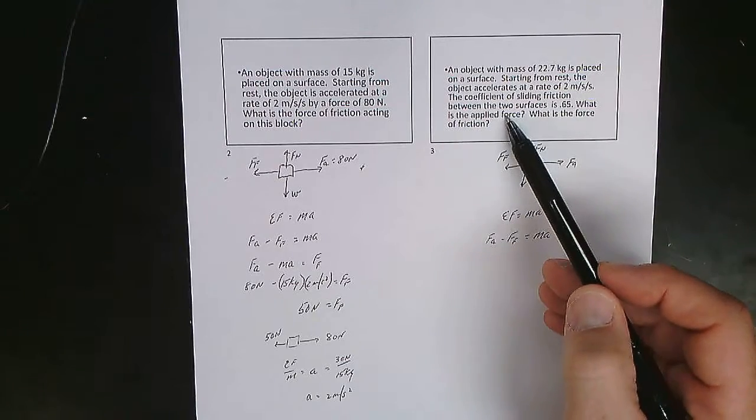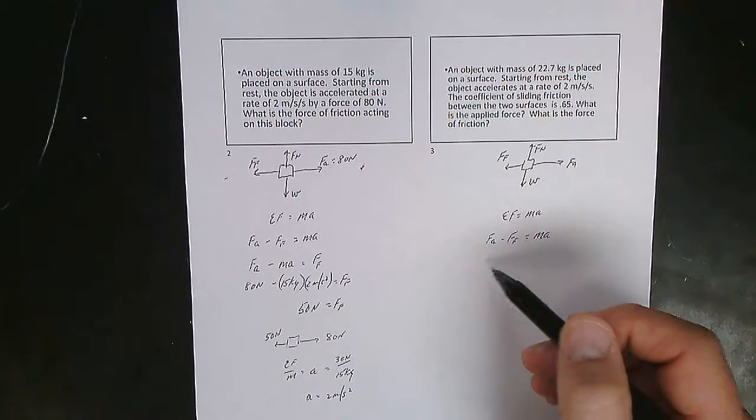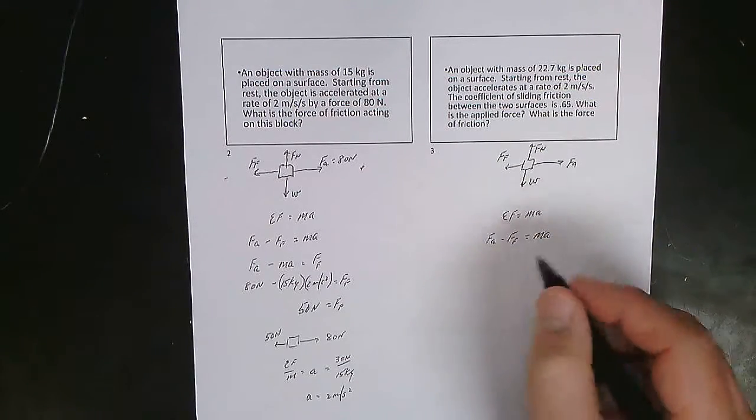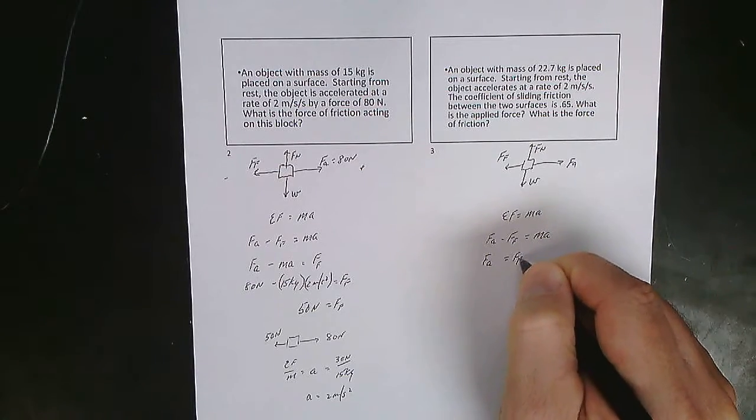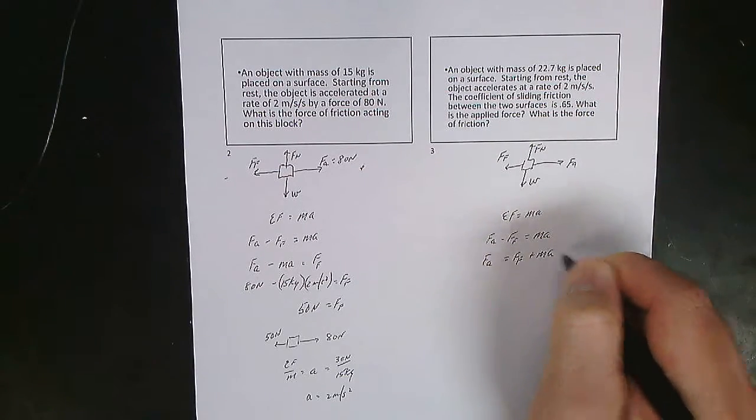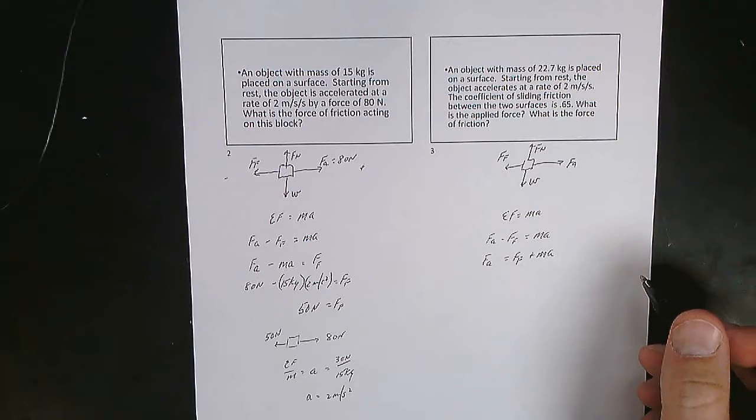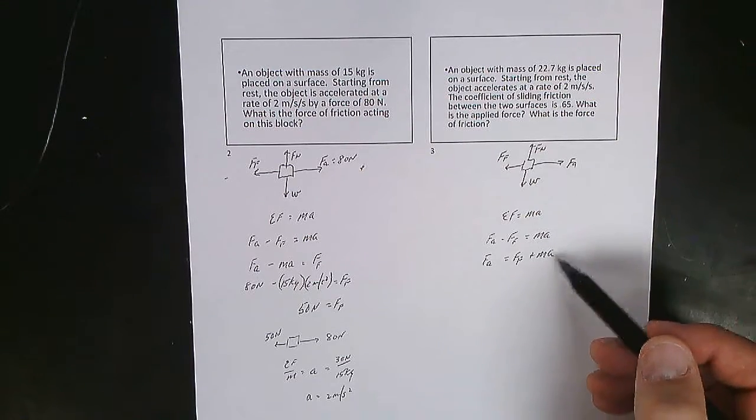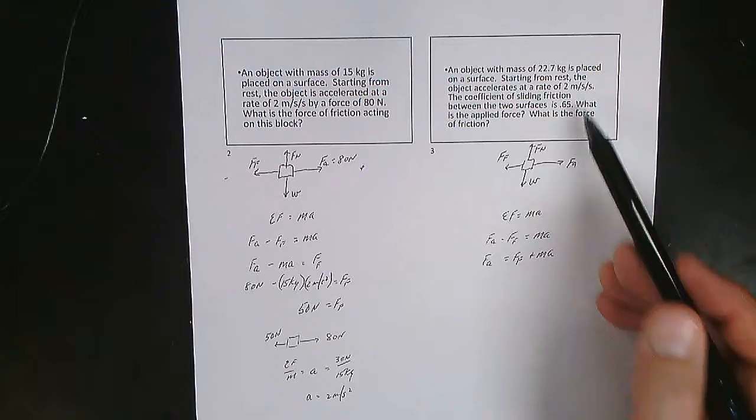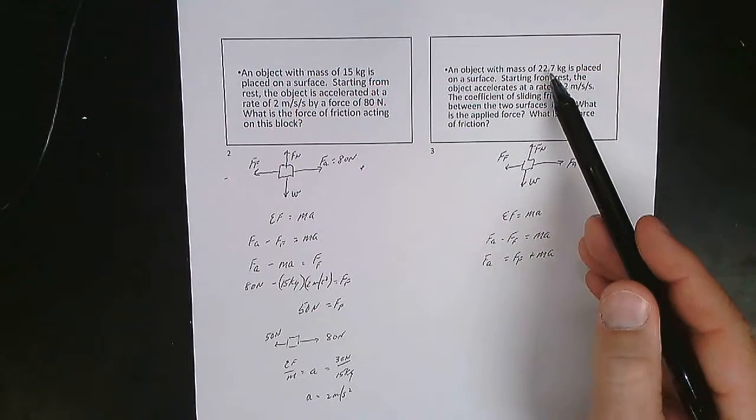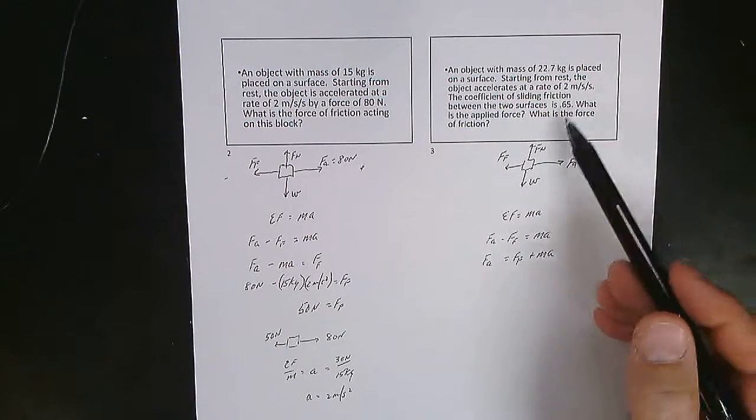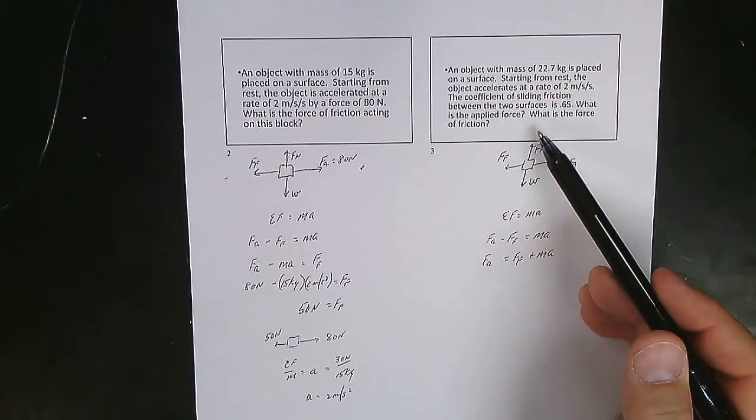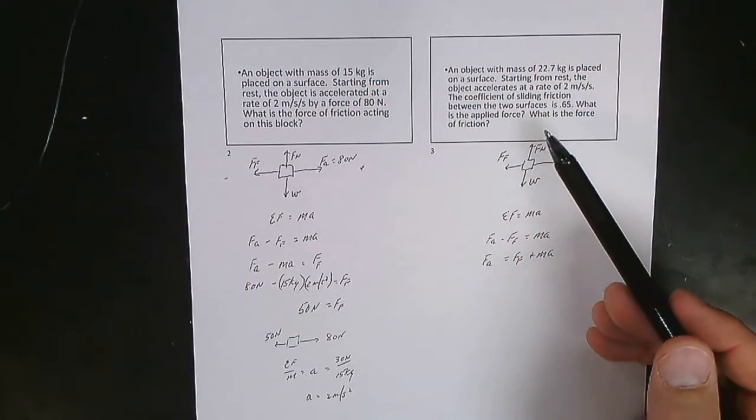What is the value of the applied force is our first question. So I've got to solve for FA. FA equals FF plus m times a. So I start this process. Do I know the acceleration? Yeah, it's 2 meters per second squared. Do I know the mass? Yeah, 22.7 kilograms. Do I know the value of the friction force? Well, no place up here does it tell me the value of the friction force.